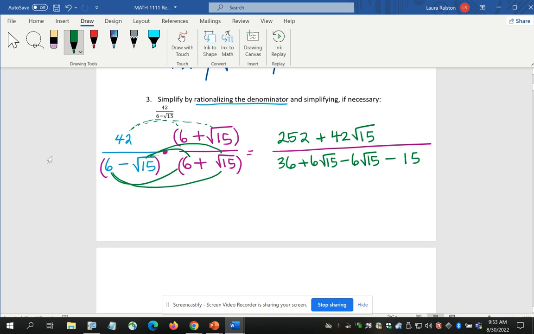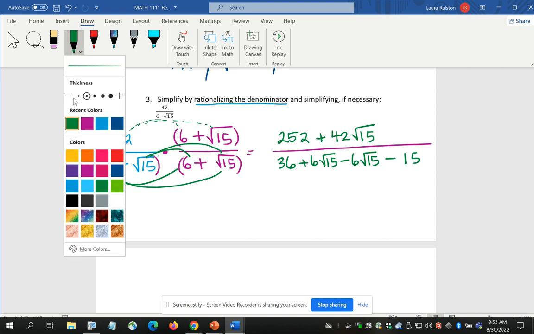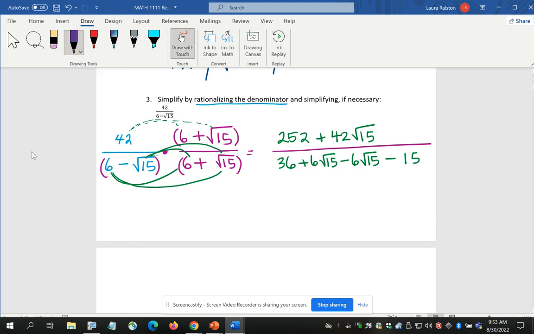Okay, so then I'm going to simplify, do what addition, subtraction I can do in the numerator and the denominator. Okay, in the numerator, I cannot combine anything. I have 252 plus 42 times the square root of 15.